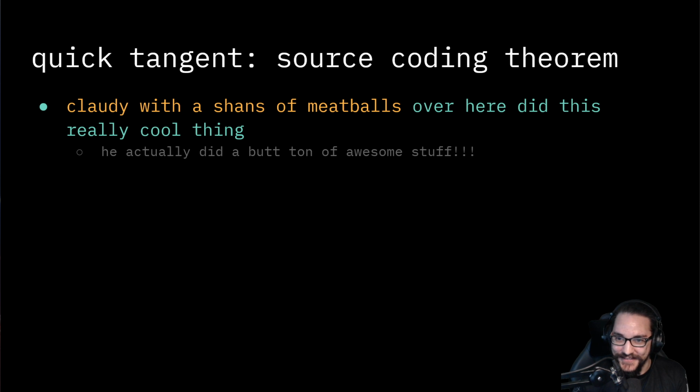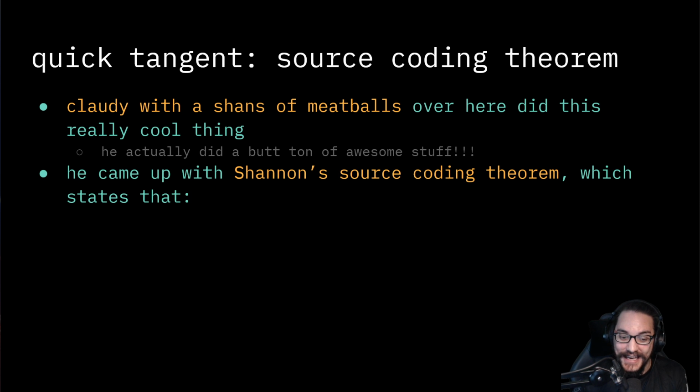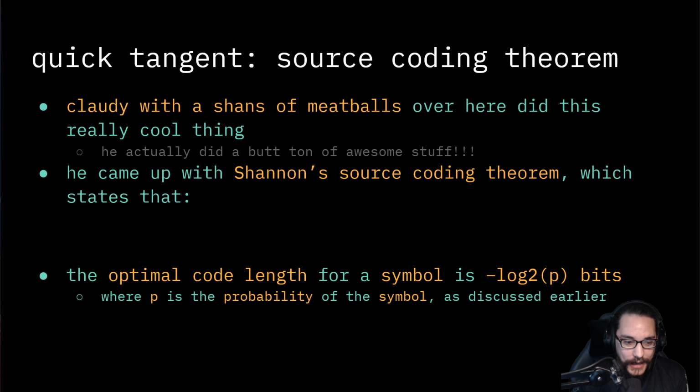Claude Shannon over here did this really cool thing. He actually did a lot of cool stuff, but the thing that we're interested in is he came up with something called Shannon's source coding theorem, which states that the optimal code length for a symbol, notice that I'm using terminology I just showed you guys, is negative log 2 of the probability bits, where P is the probability of that symbol, as discussed earlier.